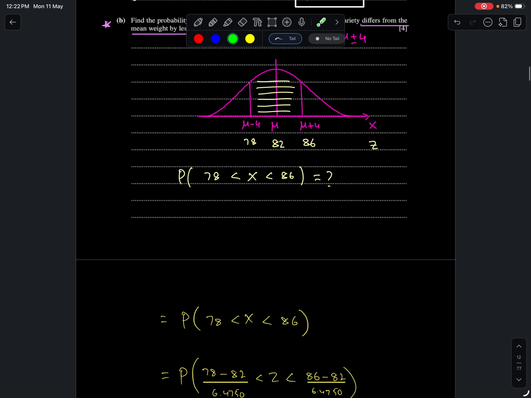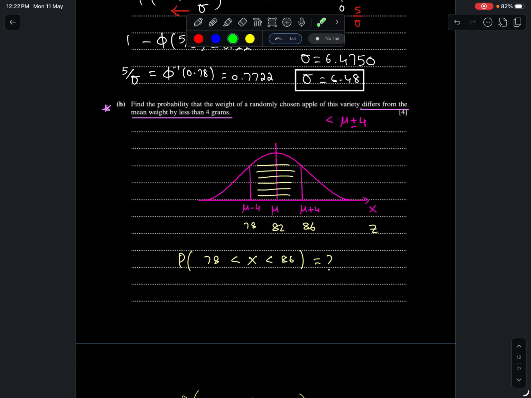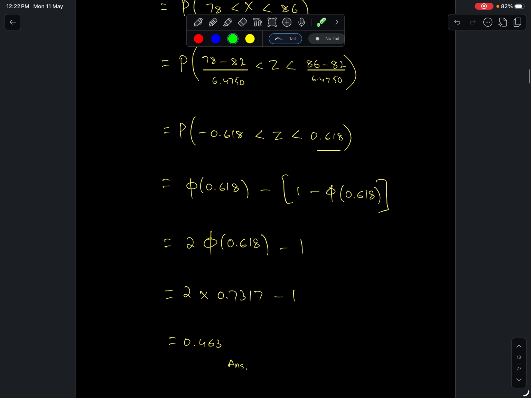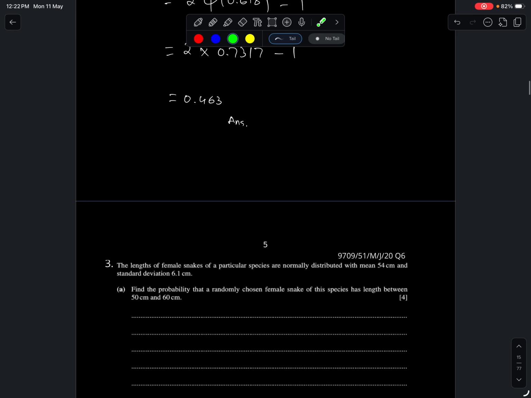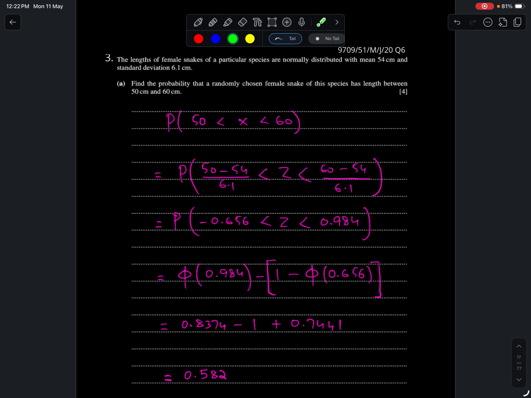You must know how to solve these types of questions. Differs means plus minus. Differs from the mean weight by less than 4 grams. Write mu here, mu plus 4, mu minus 4, and this area. Less than means this area. So less than, within, they both mean this area. And more than means this and this, both areas. So here you have to find this probability. X lies between 78 and 86. Another example of this type of question.